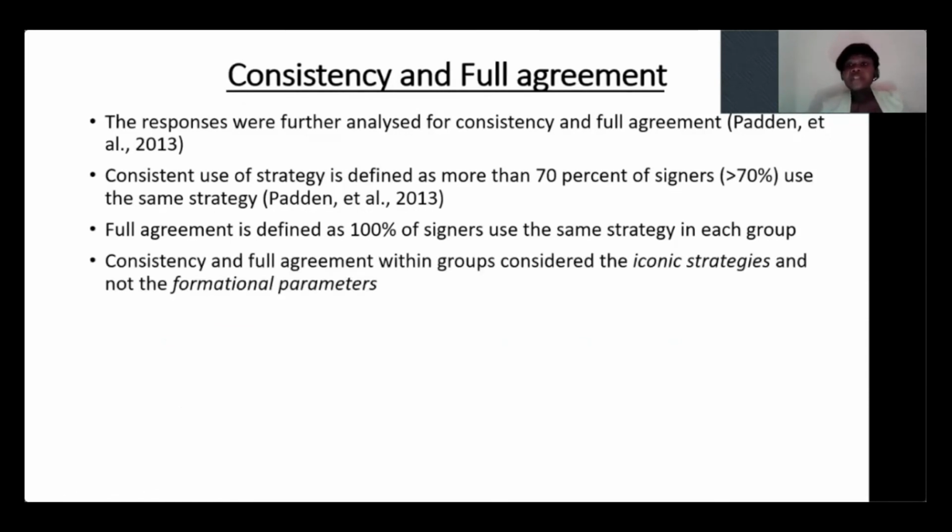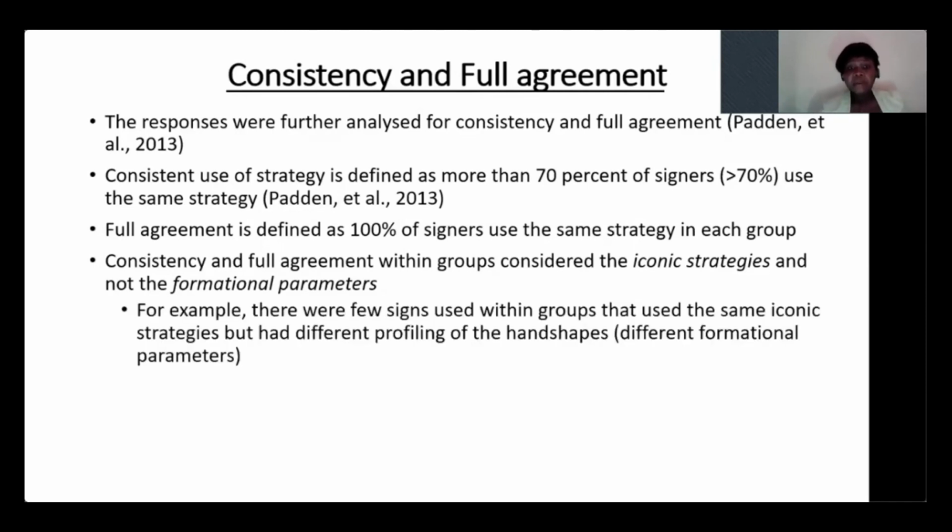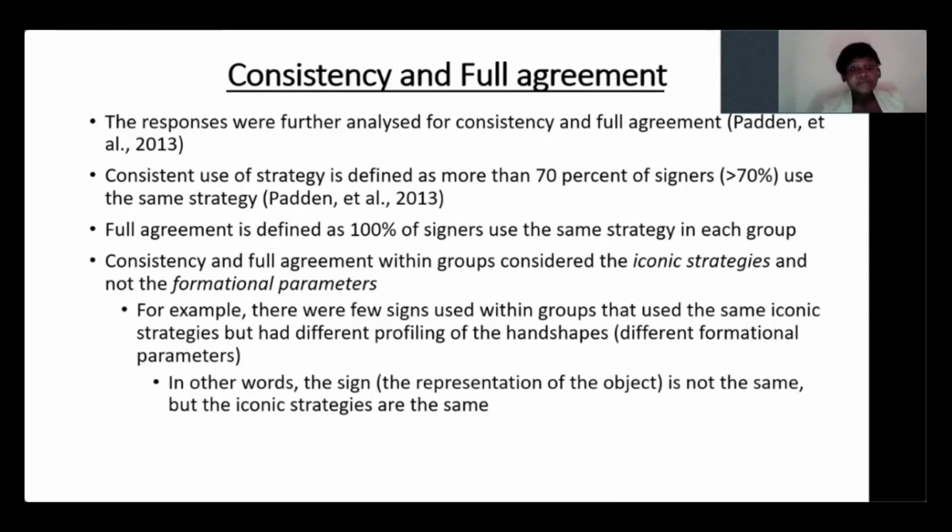So consistency and full agreement consider the iconic strategies, not the formational parameters. So far, I've not really talked about the formational parameters. For example, there are a few signs within groups that had the same iconic strategies, but different profiling of the handshape. So they had different formational parameters. In other words, the sign or the representation of the object was not the same, but the iconic strategy was the same.